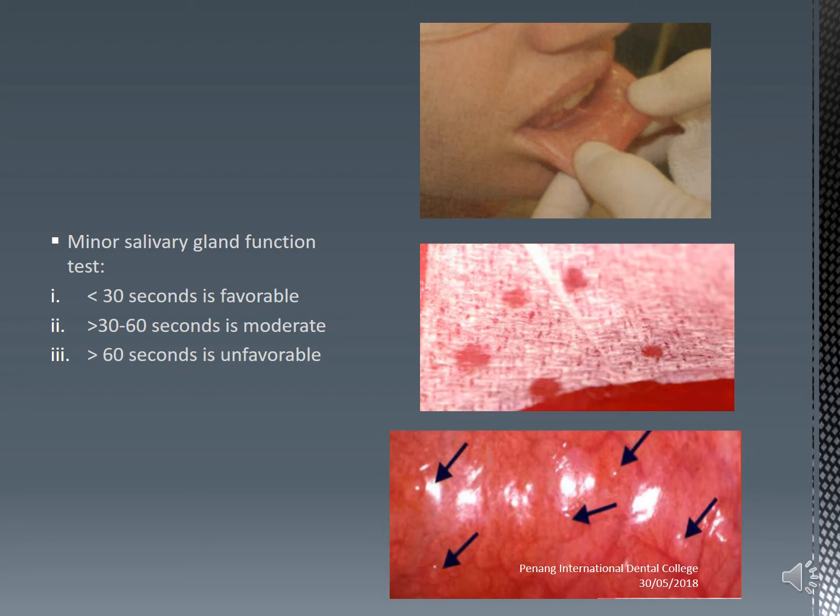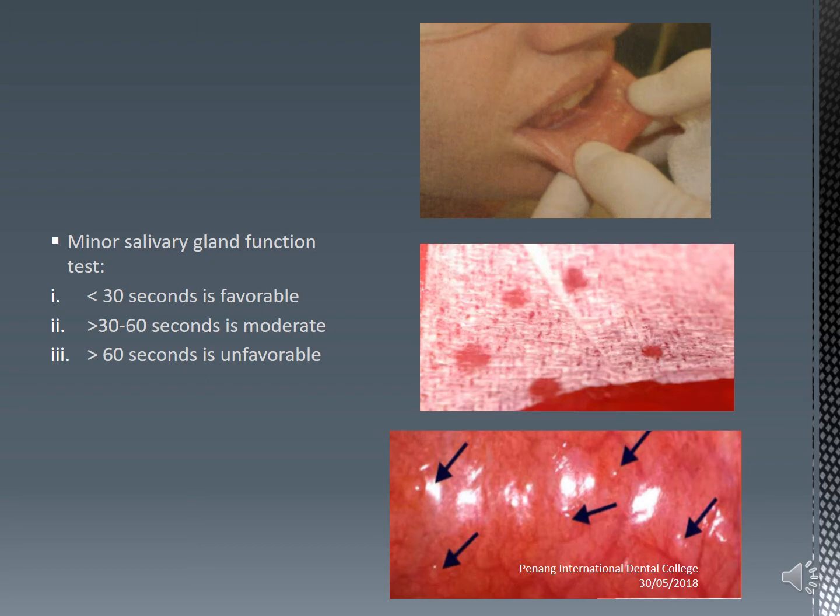There are very simple tests which can be done chair side to determine the salivary gland functions, mainly of the minor salivary glands. What you do is, with your thumb and index finger, carefully avert the lower lip, and after averting the lower lip you take a blotting paper and place it on the lower lip. When you place the blotting paper on the lower lip, you can see small droplets forming on the blotting paper. This is due to the secretion of saliva from the minor salivary glands. If you make a note of the time between placing the blotting paper and the formation of the small droplets, then you can determine the salivary gland function.